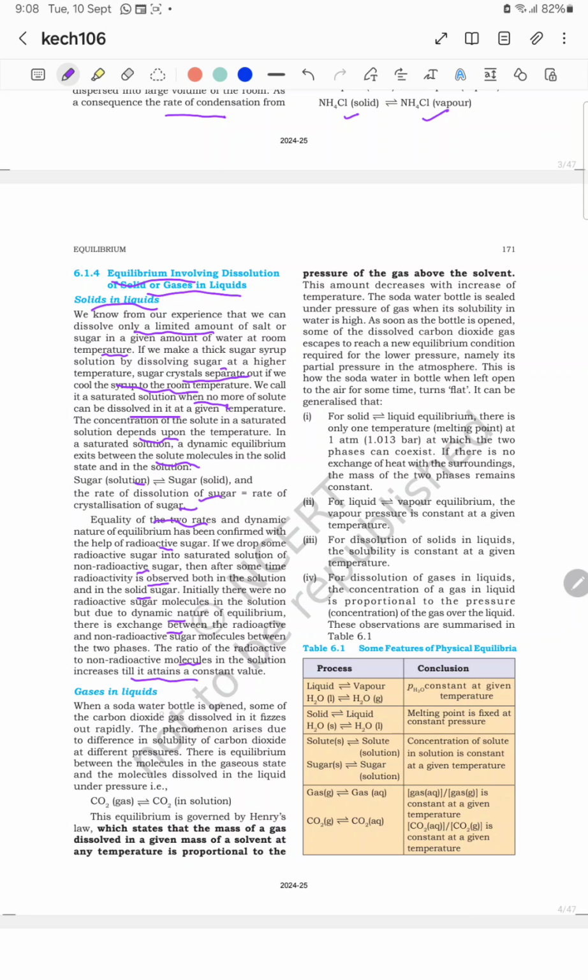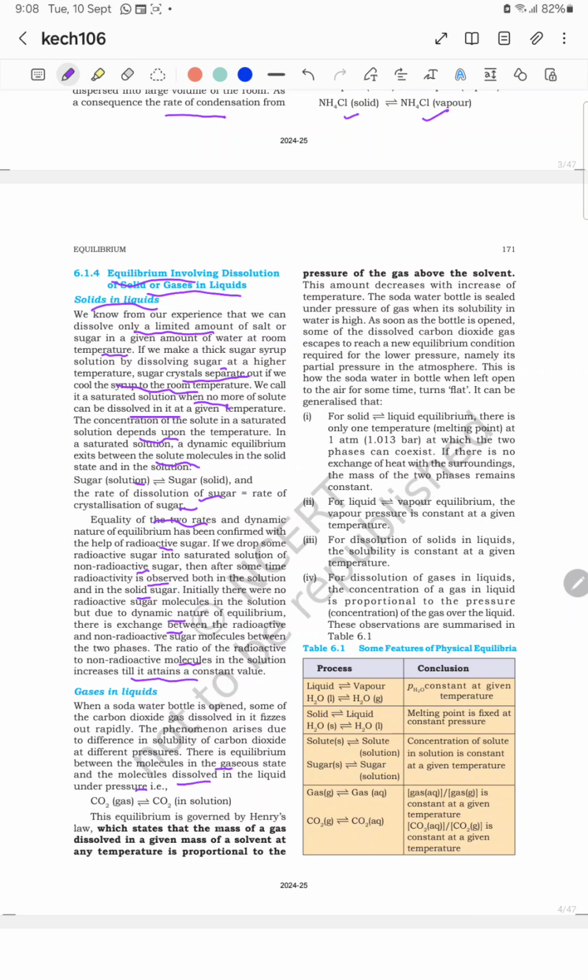Gases in liquids. When a soda water bottle is opened, some of the carbon dioxide dissolved in it fizzes out rapidly. The phenomenon arises due to the difference in solubility of carbon dioxide at different pressures. There is equilibrium between the molecules in the gas state and the molecules dissolved in the liquid under pressure. CO2 gas to CO2 in solution.